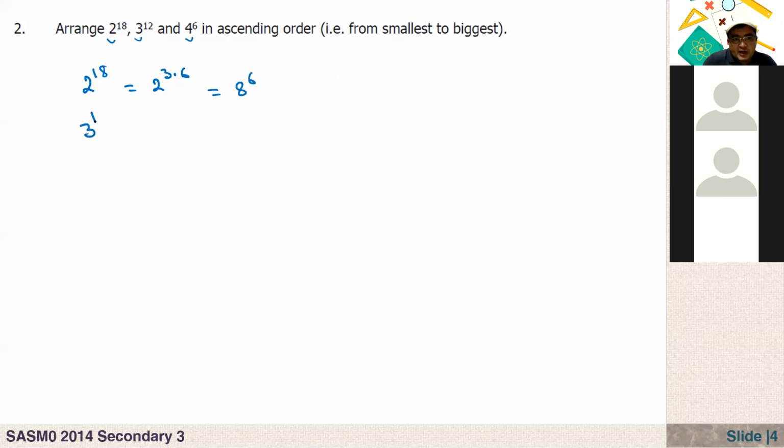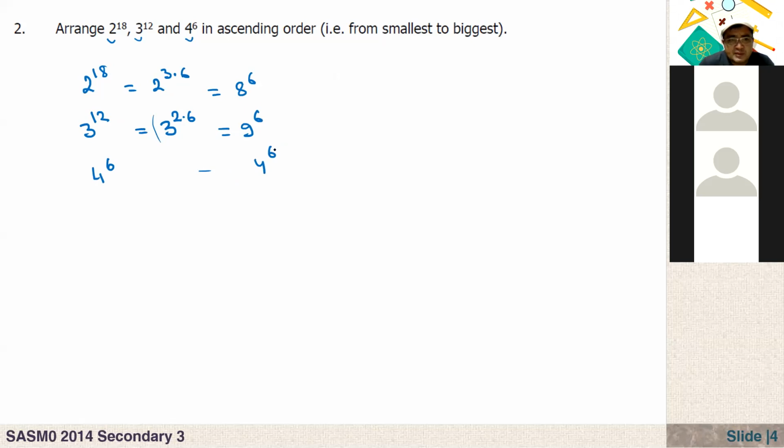And how about 3 to the power of 12? I can write it as 3 to the power of 2 times 6. And here, 3 squared is 9, so it's 9 to the power of 6. And the last one is just 4 to the power of 6. Now all the powers are the same, right?